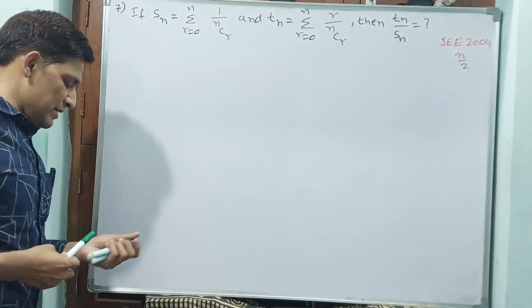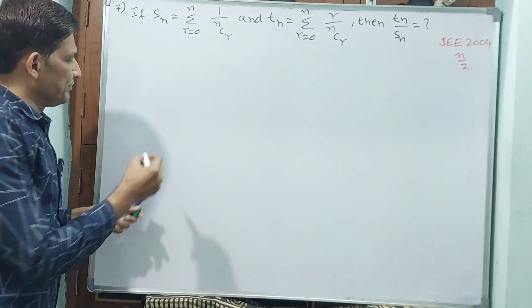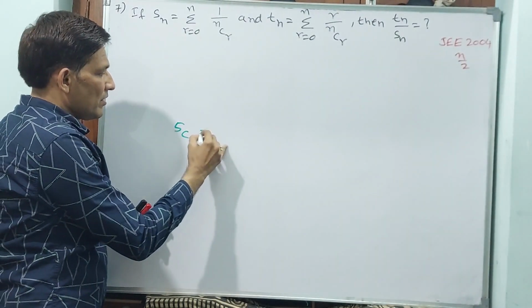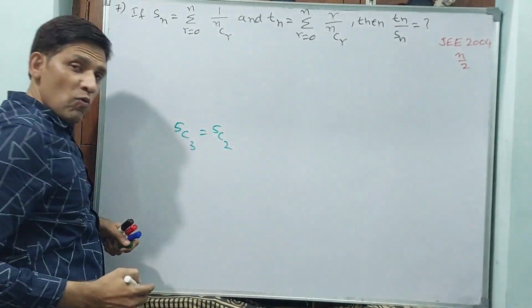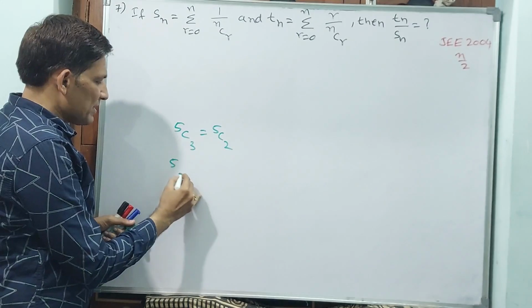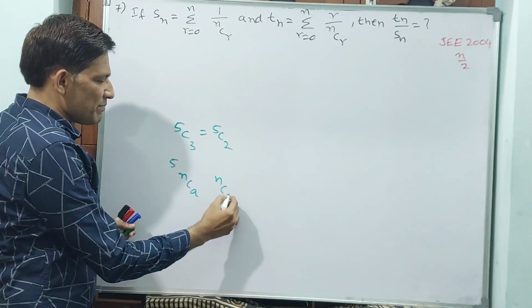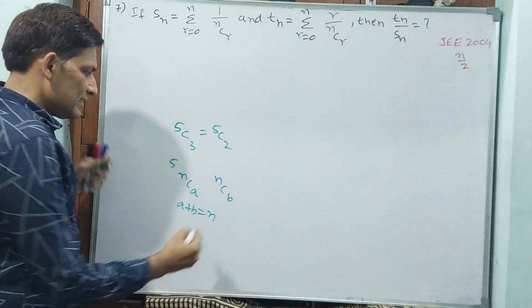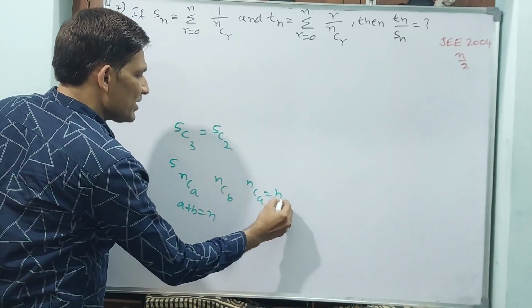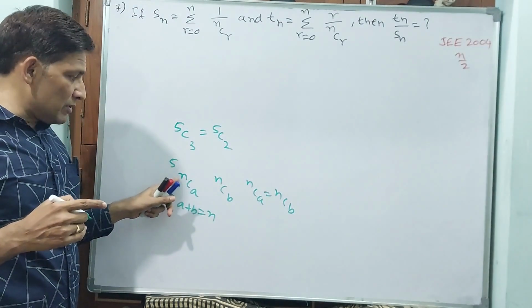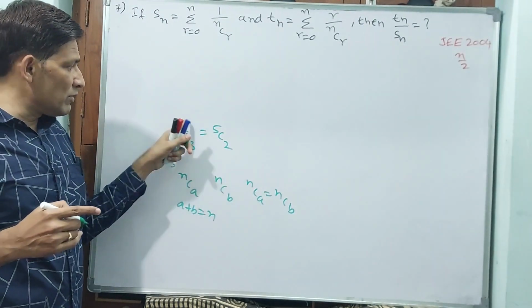Okay, see, here I want to tell something. See, 5C3 is equal to 5C2. Why? 3 plus 2 is equal to 5. Why? Because of nCa and nCb: if a plus b is equal to n, then nCa is equal to nCb. Okay? a plus b together should become equal to n. 3 plus 2 equal to 5.